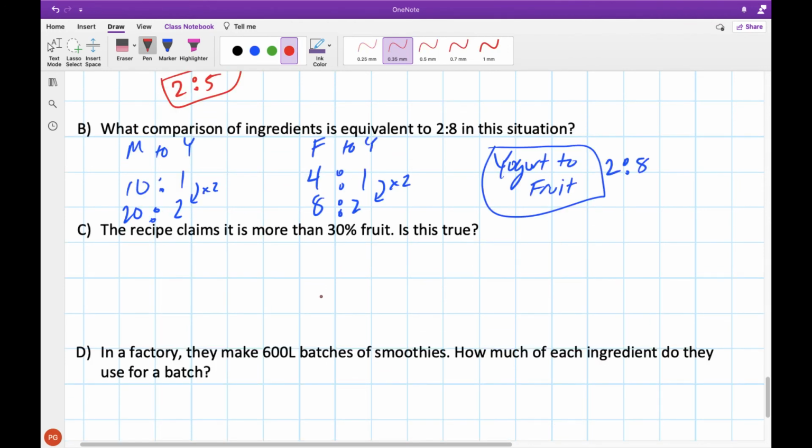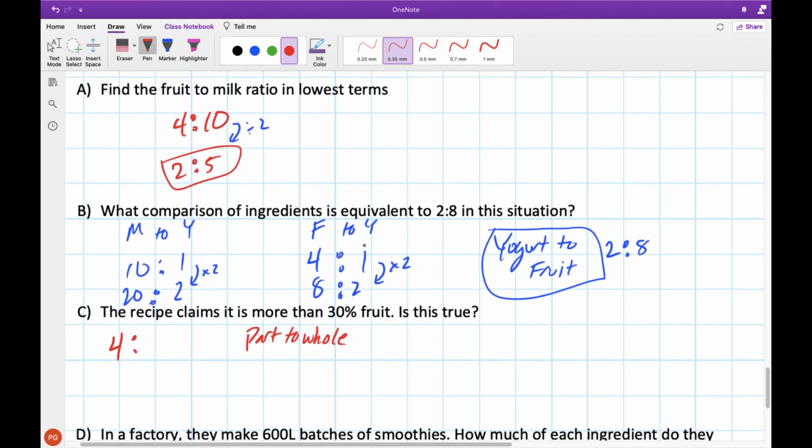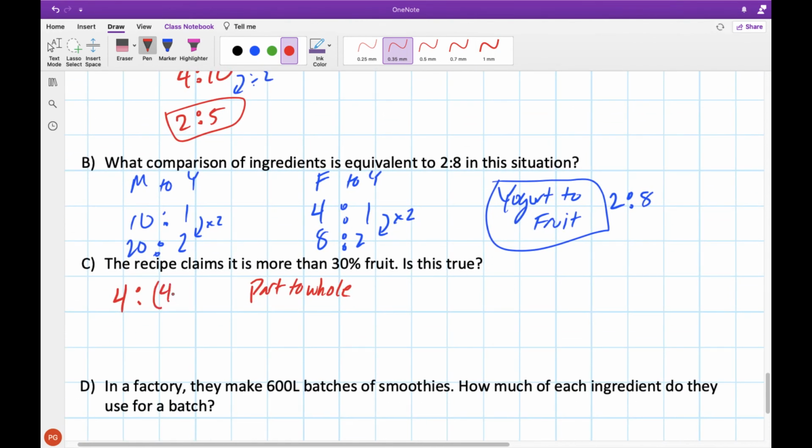The recipe says it's more than 30% fruit. Is this true? Well, we need to figure out what percentage is fruit. And the way we would do that is a part to whole ratio. We need to figure out what part of the smoothie is fruit compared to the whole. We know that the part of our smoothie that's fruit is 4. We got 4 parts of fruit, and the whole would be 4 plus 1 plus 10. So it would be 4 to 15.